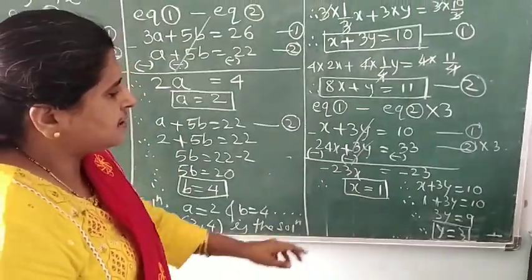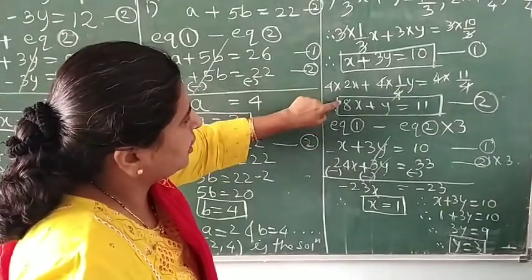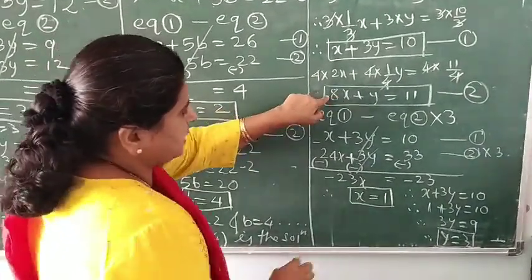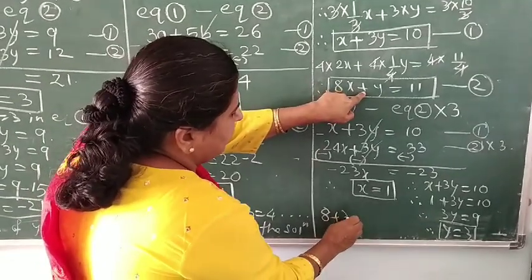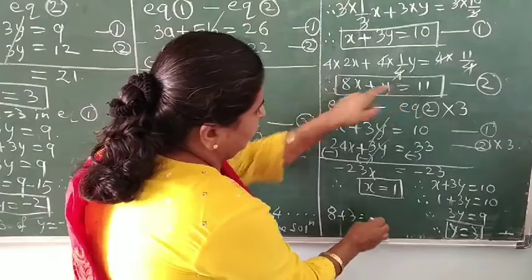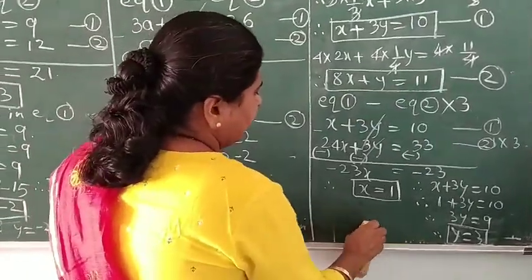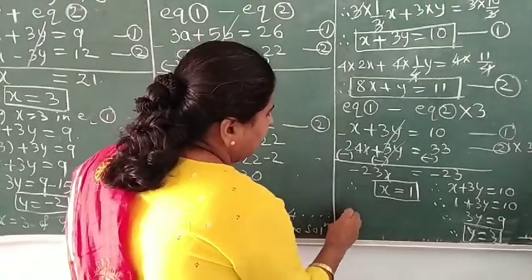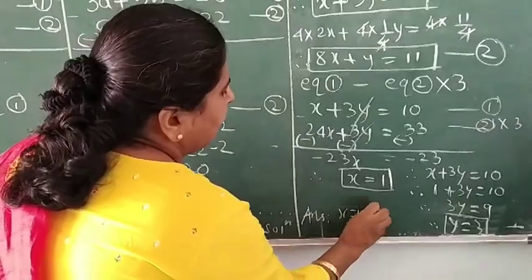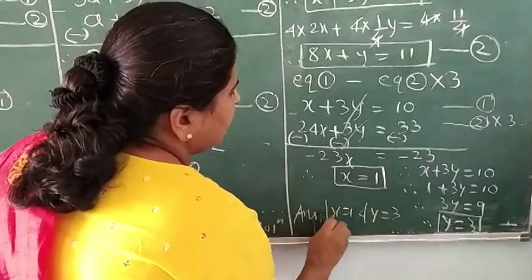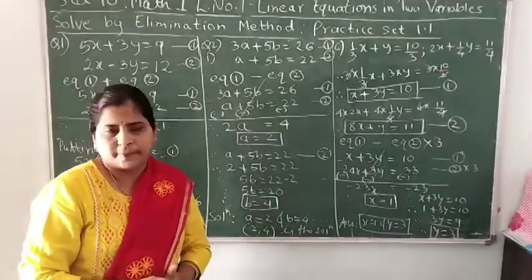Let's verify these values quickly by putting them in equation 2. You can do it orally also. Say 8x, so 8 ones are 8, plus y. What is the value of y? 3. 8 plus 3, what is it? 11. So we have verified our answer, and now we can write the solution or answer part. Your answer: x is equal to 1 and y is equal to 3 is the solution of the given equations.